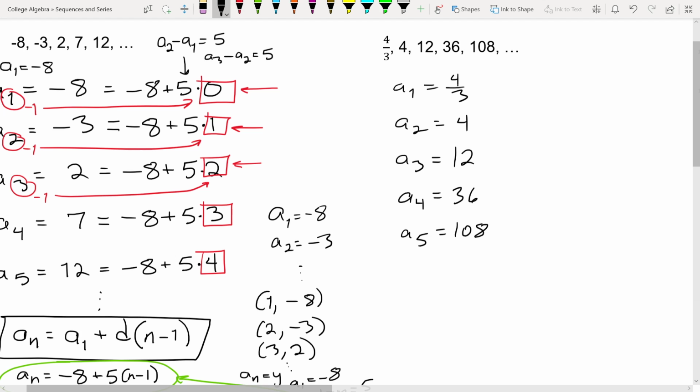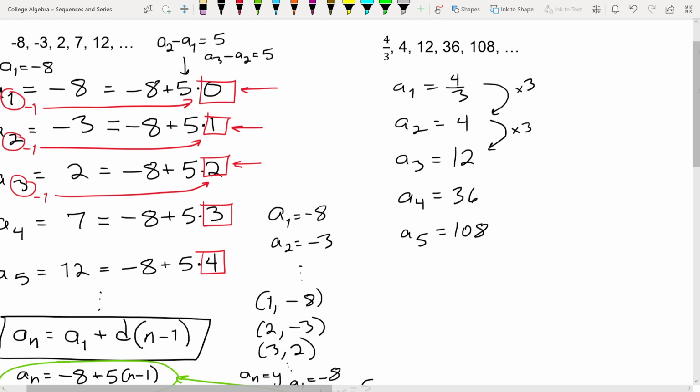Okay, let's consider these things and try and see the pattern here, right? From 4/3 to 4, this is actually a multiplication of, sorry, not 4, 3. 4 times 3 is 12. 12 times 3 is 36. And of course, 36 times 3 is 108.